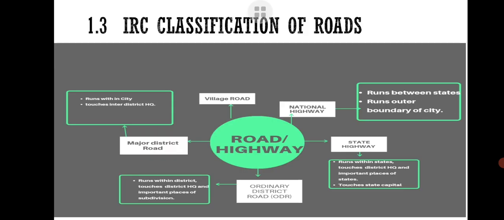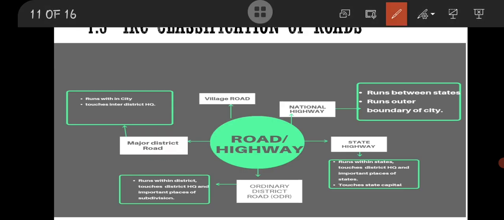Then what are the different classifications of roads under IRC classification? So these are the different classifications of road: national highway, state highway, other district road, major district road and village road. National highways are the roads which run between states or more than two states, and these roads are moved at the outer boundary of the city. And state highway means it will run between state to state or neighboring state. Then other district road: these roads run between the major district talukas and the district headquarters. And major district roads are the roads which run between the cities. Then village road provides access for the villagers to the other district road.